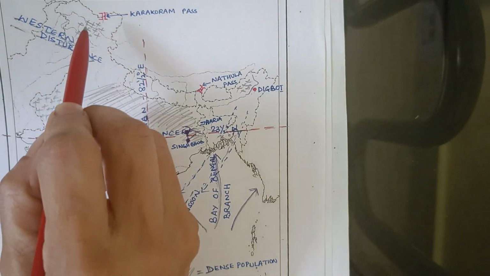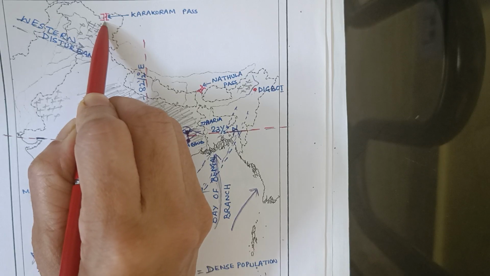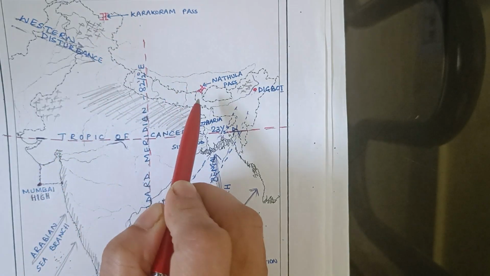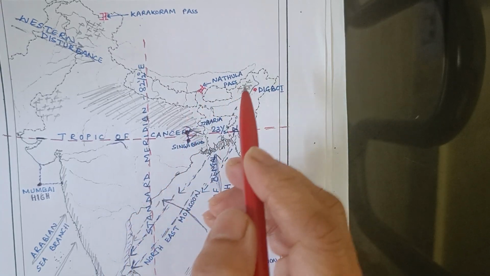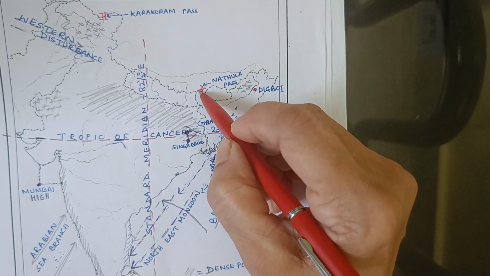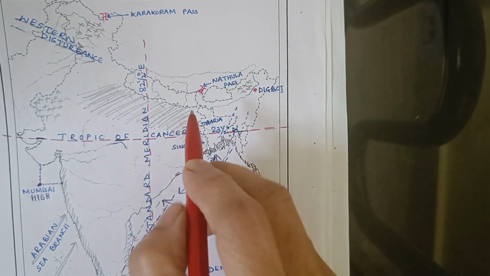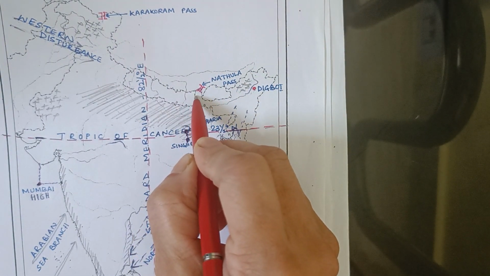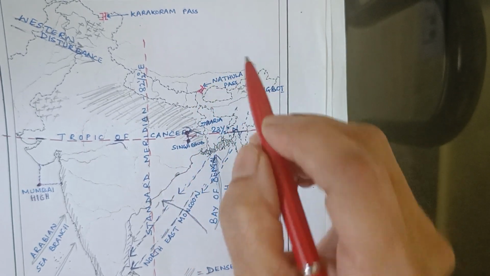Now this is your Karakoram Pass. This one is Nathula Pass. Make sure that your Nathula Pass is slightly inclined. This side is Kanchenjunga, so this is your Nathula Pass, slightly inclined.